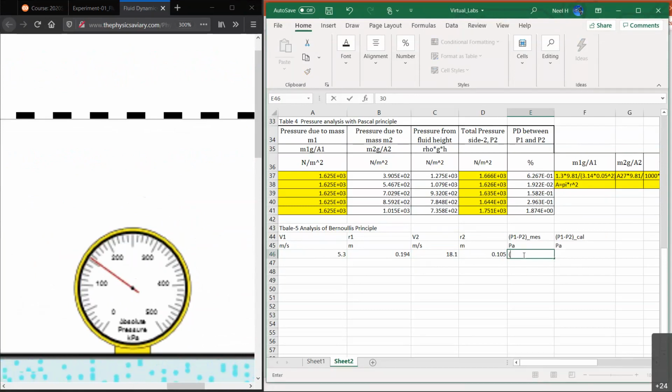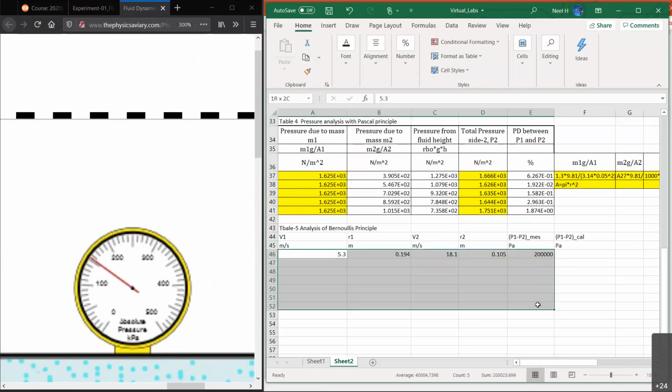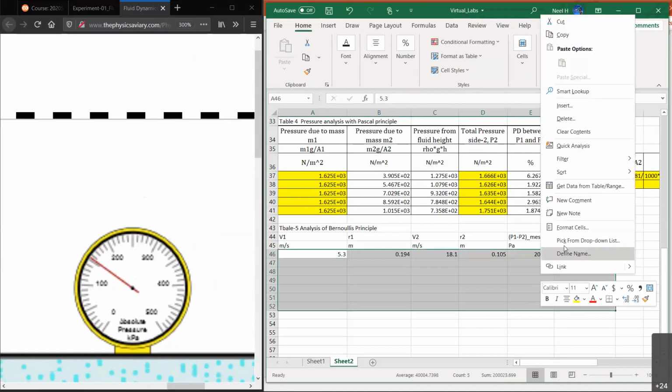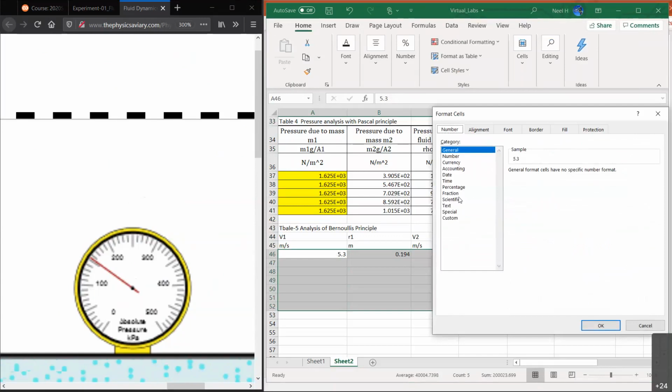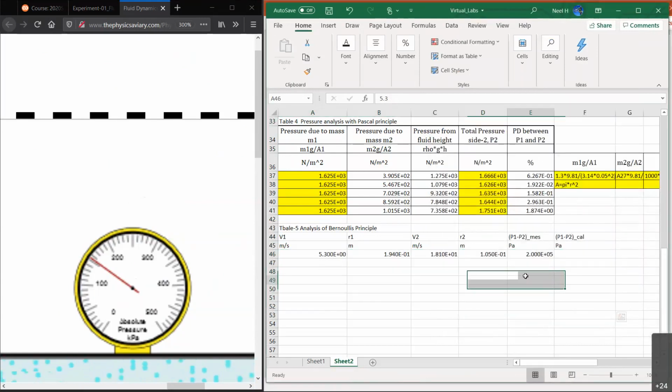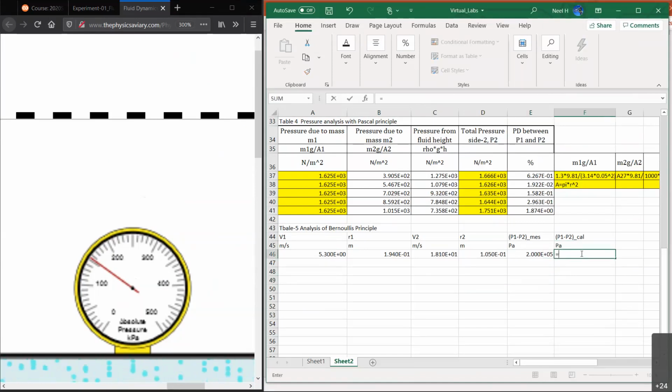So I'm going to do that calculation here: equal, parentheses, 305 minus 105, times 10 to the power 3, because that's in kilopascal. It's better to change everything to SI scientific notation. That will look nice, and let's use 4 significant figures everywhere to keep consistency. Okay, now let's calculate this one.